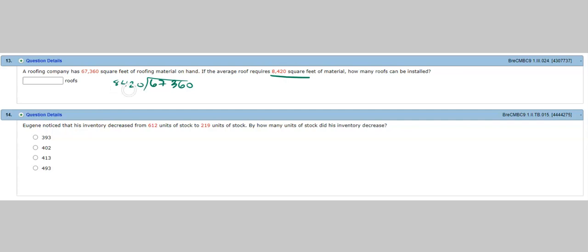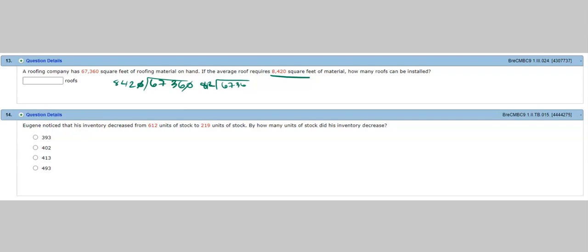Now, this number, it might seem a little bit tricky to do this division. There is a trick that we can do here, though. A trick for a tricky problem is that we can divide both of these numbers, both the dividend and the divisor, by 10. Or in other words, we can chop these zeros at the end, and we actually deal with smaller numbers now. 6,736 divided by 842. So that's actually the new problem.